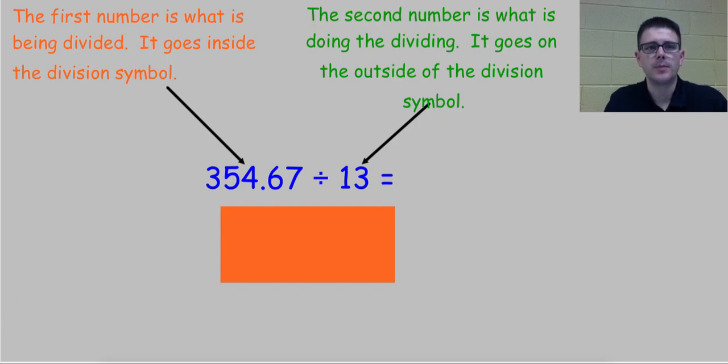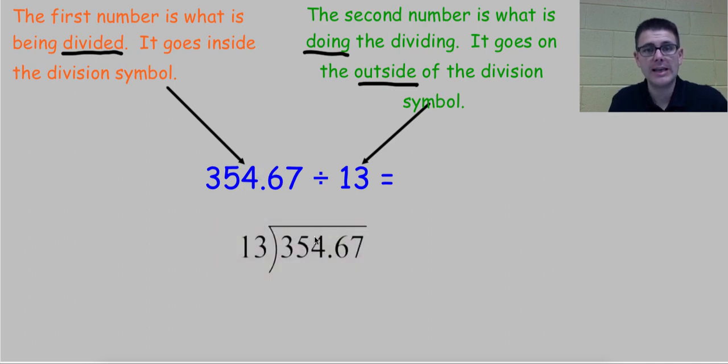All right, first part. The first number in a problem, 354.67 divided by 13, is the one that's being divided. It's the whole amount. It's going to go on the inside of our division sign. The second number is the one that's doing the dividing. So in this case, we're chopping it up into 13 pieces. It's the one that's doing the work, so it's going to go on the outside. So when we set up the problem, first number inside, second number on the outside.